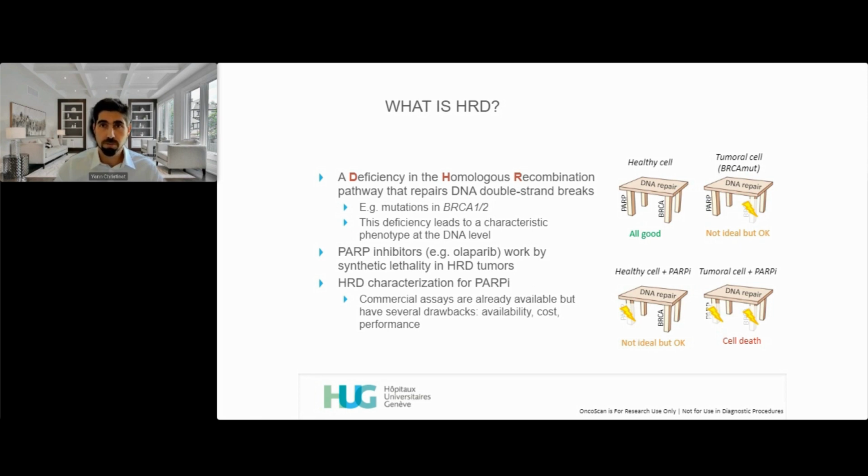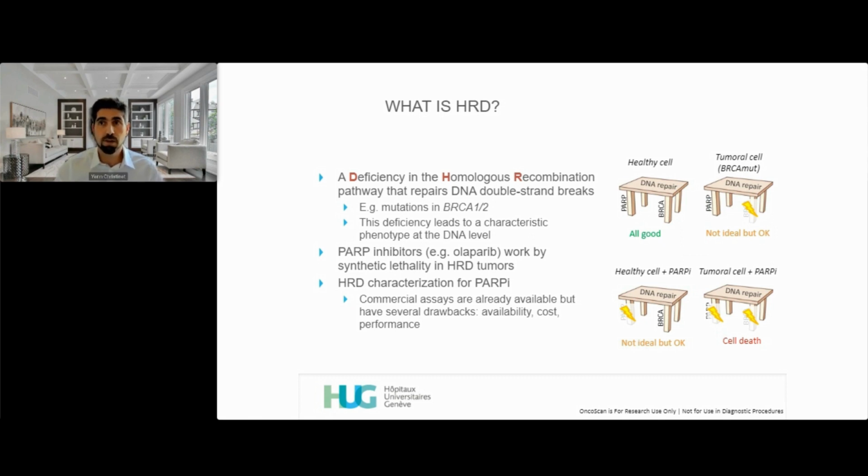So all is good. Now we have a tumoral cell, which has a mutation in the BRCA, so we lose one leg. The table is unstable, which might be an advantage for the tumor, but the DNA can still be repaired. Now, if you look at a healthy cell and we add a PARP inhibitor, again, we lose one leg. It's still unstable, but it's okay.